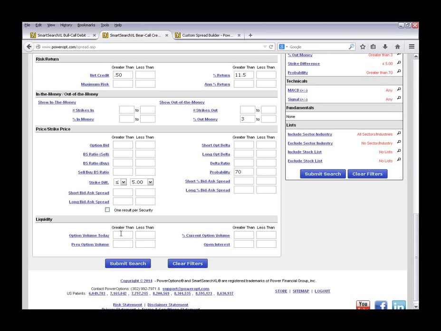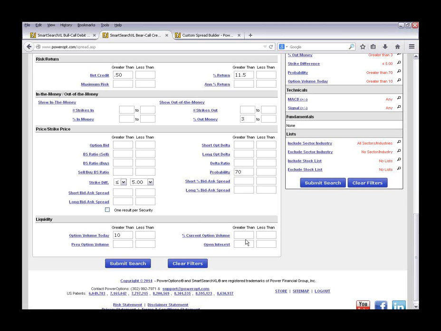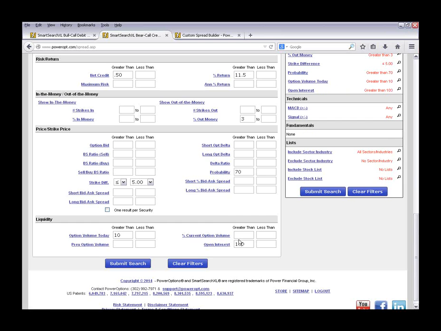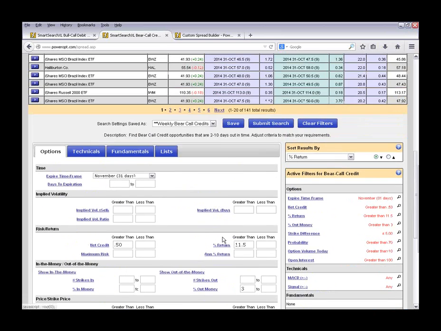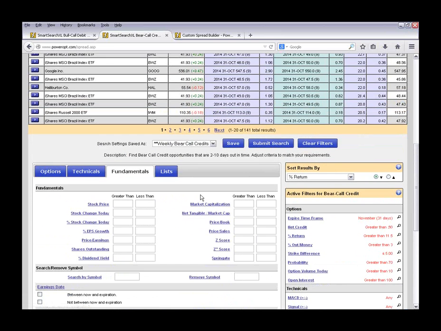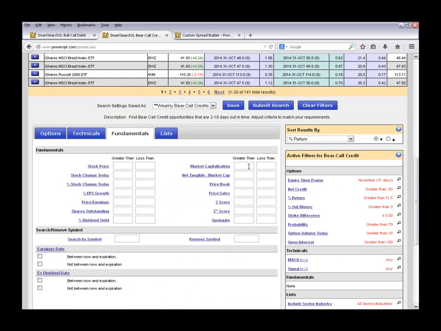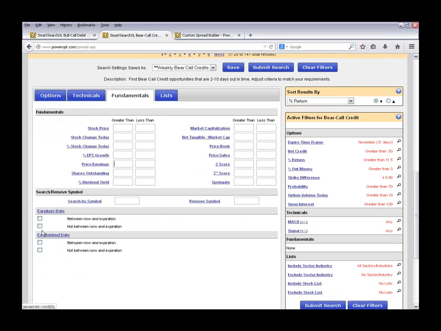So I'm going to use, again, option volume today of at least 10 and an open interest of at least 100. Now, for this screen, we can go into the fundamentals, but I don't necessarily want to see mid to large cap stocks. We could use that if we have a bearish sentiment. I don't want to look for stocks that have good earnings necessarily. I don't want to see growth stocks. So what I'm going to do is simply just look for a position here that does not have an earnings date between now and expiration.